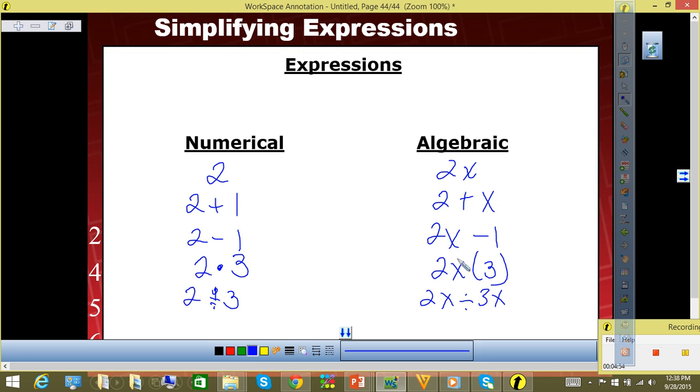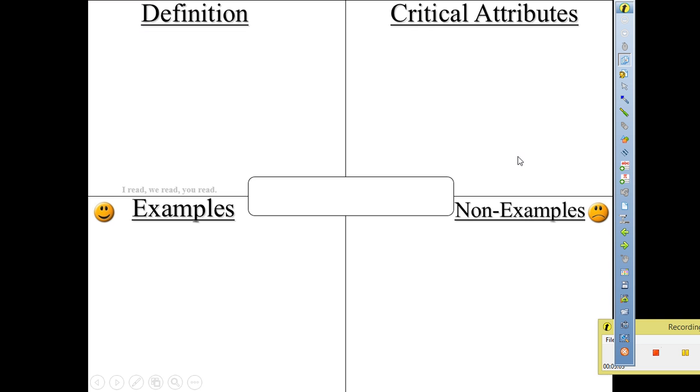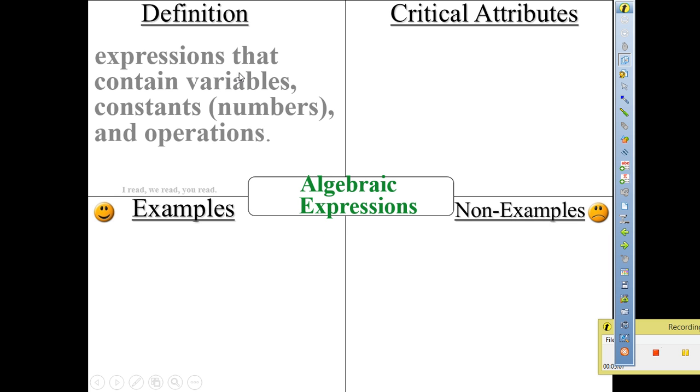So therefore, do you understand what algebraic expressions are, right? All right, that's just to clarify. So, algebraic expressions, write this down, please. They are expressions that contain three things: variables, constants, and operations.